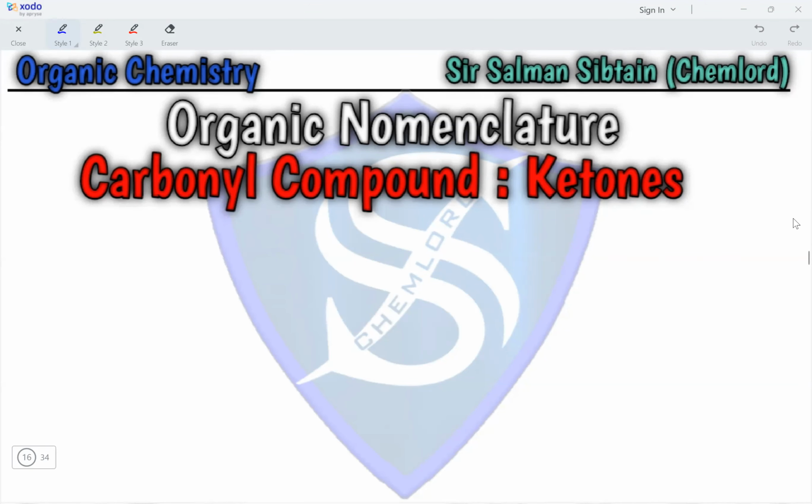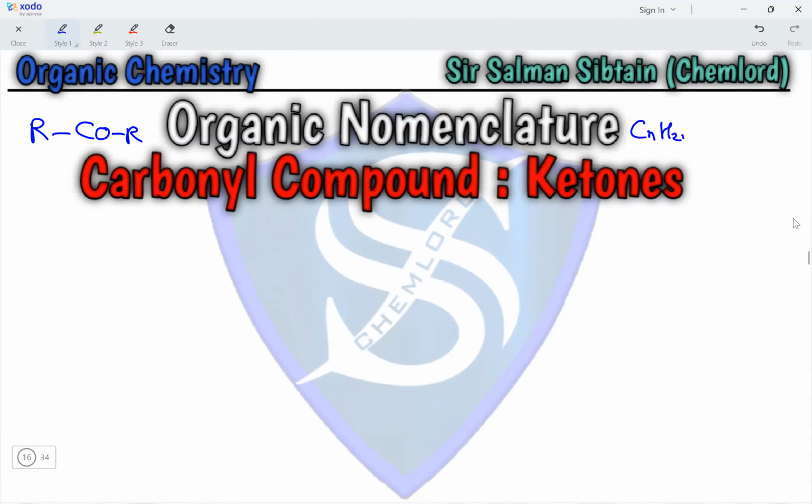Hi guys, this is organic nomenclature and we are going to be naming carbonyl compounds called ketones. So the general formula of ketones is RCOR. Since the functional group is in between two R groups, it will be given the least number. So preference should be given to the functional group.